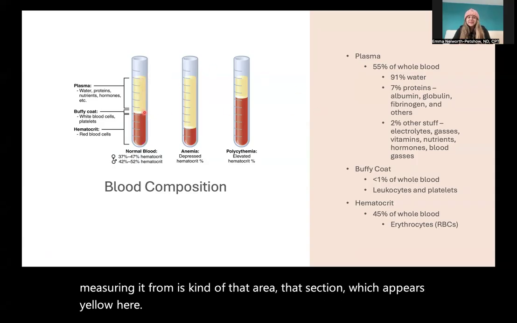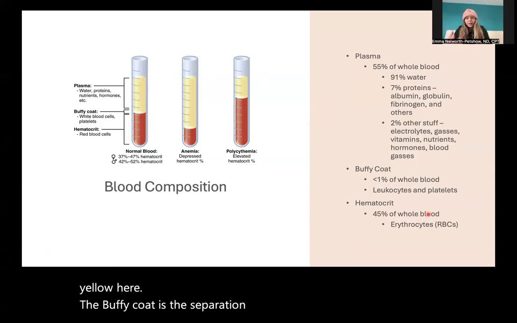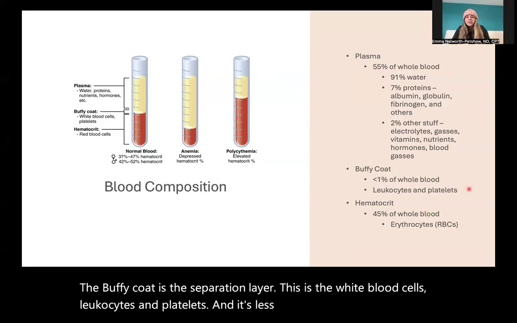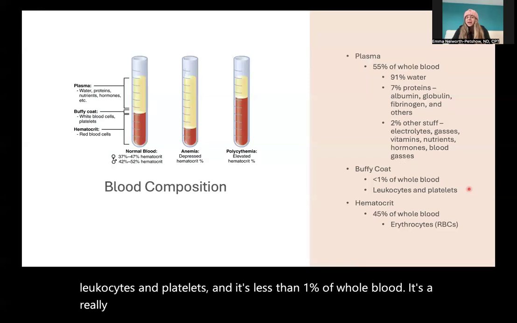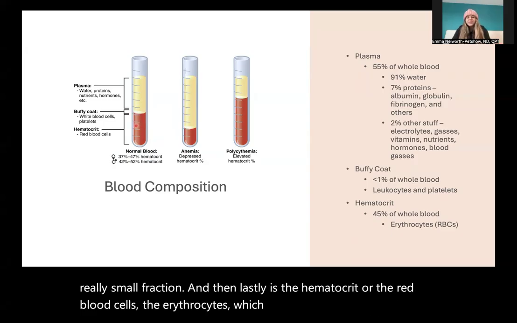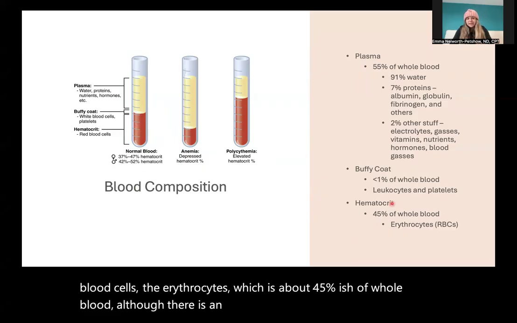The buffy coat is the separation layer. This is the white blood cells, leukocytes, and platelets, and it's less than 1% of whole blood. It's a really small fraction. And then lastly is the hematocrit, or the red blood cells, the erythrocytes, which is about 45%-ish of whole blood, although there is an AMAB-AFAB distinction.